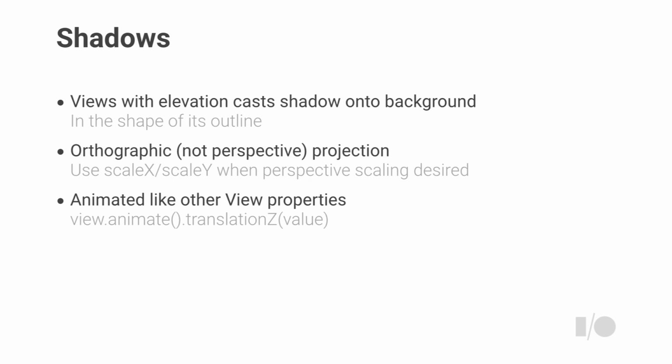So as views raise up, they are raising in Z and the shadows are expanding, but they're not actually scaling. Sometimes you actually do want the effect of scaling, in which case you should animate the scale X and scale Y properties on the view at the same time to get the effect that you're looking for. We also added APIs not just to view for the properties around elevation, but also to view property animators so that you can easily animate these properties.